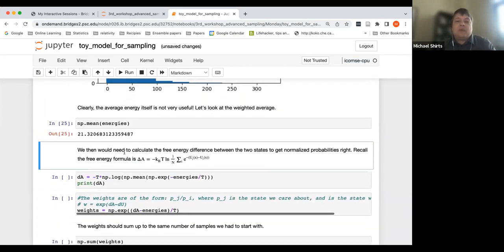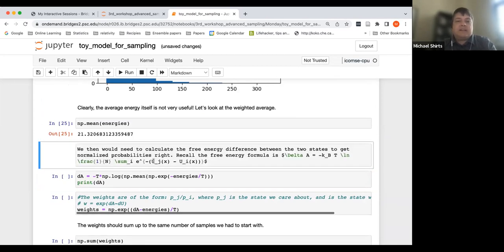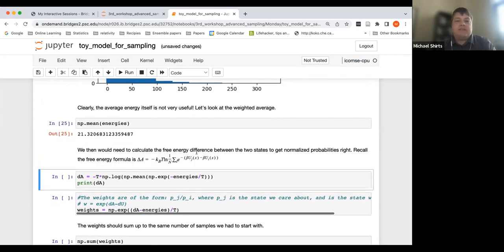So let's calculate the weighted average. What we need to do is take this formula, take all of these energies, and divide them by the temperature, because we have to have a beta there. I'll have to fix this in the video, but you definitely remember that beta.